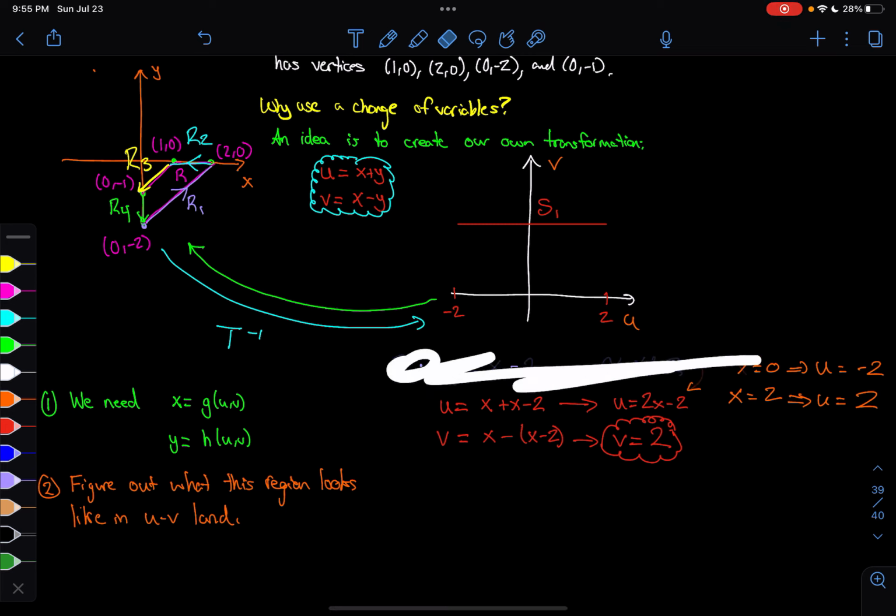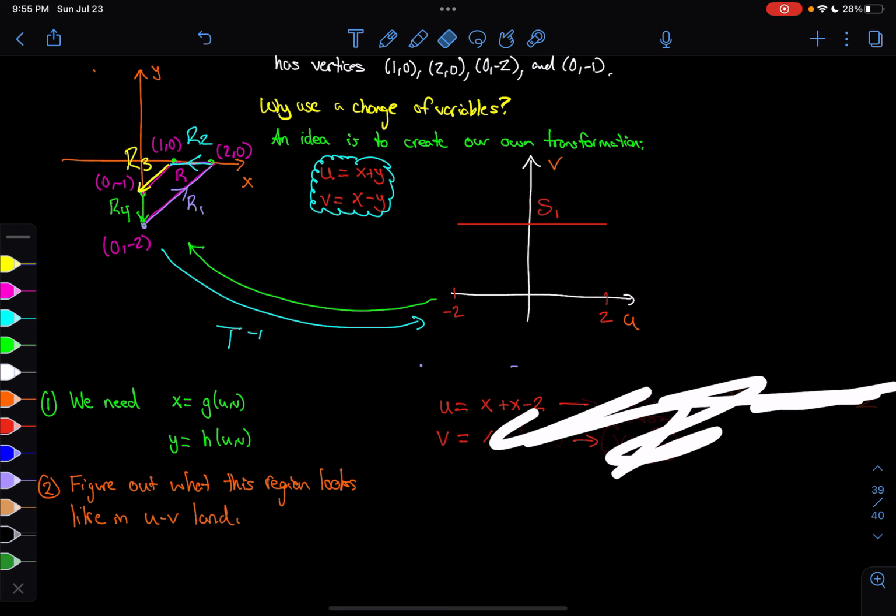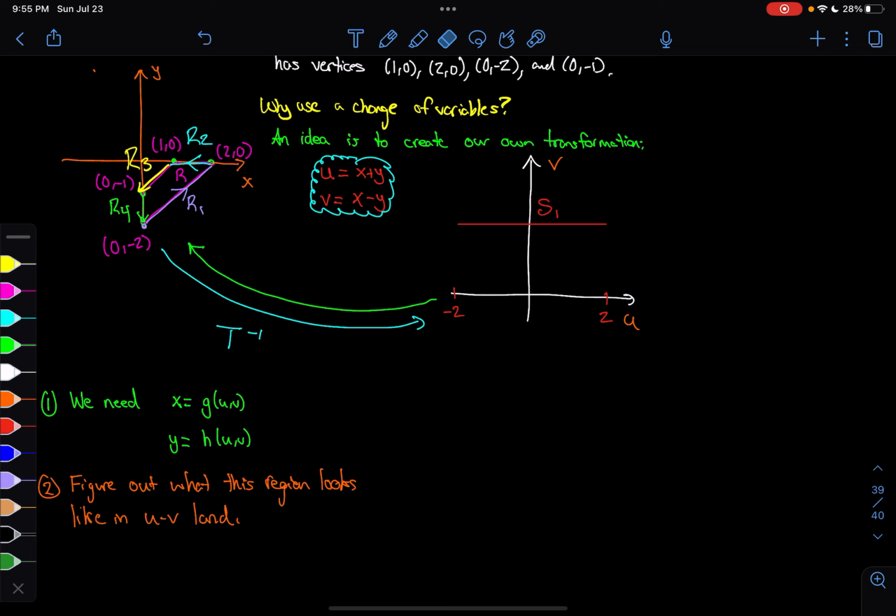Okay, so let's erase this. Let's make some space. Let's keep going. So let's transform R2. R2 under this inverse transformation here is the straight line y equals 0, and x goes from 2, maybe I'll start writing it this way, 2 to 1, okay?